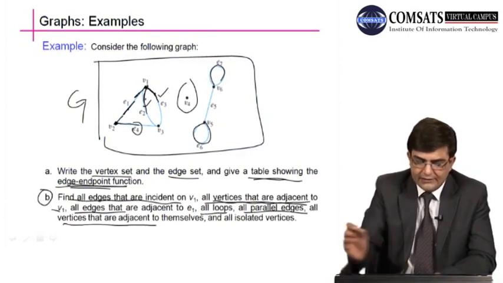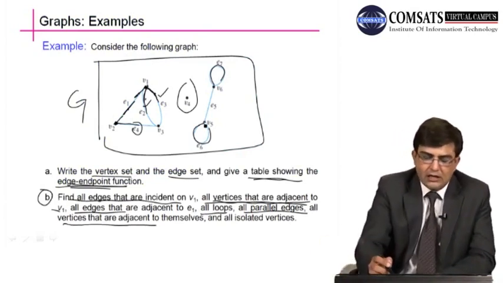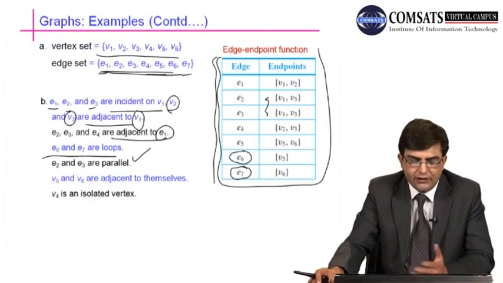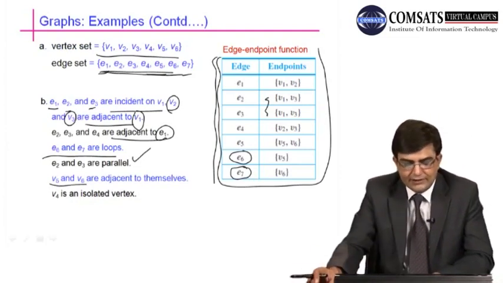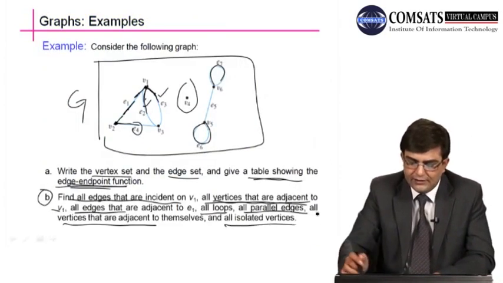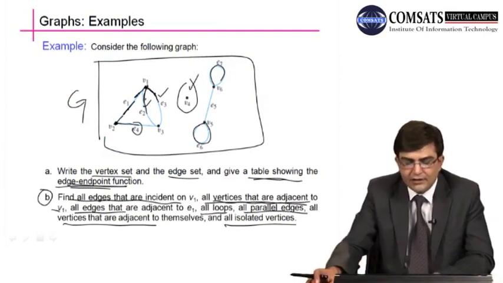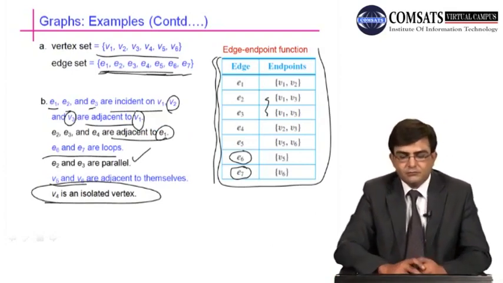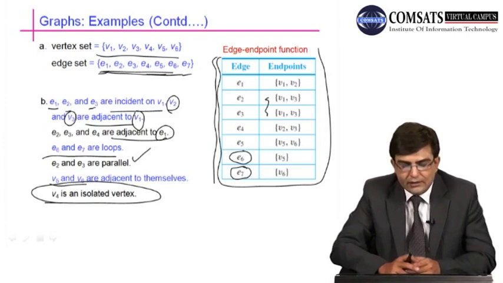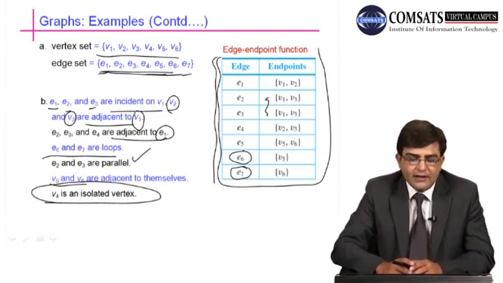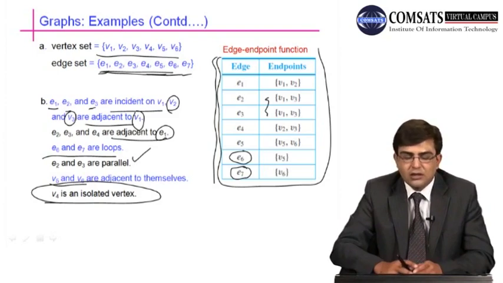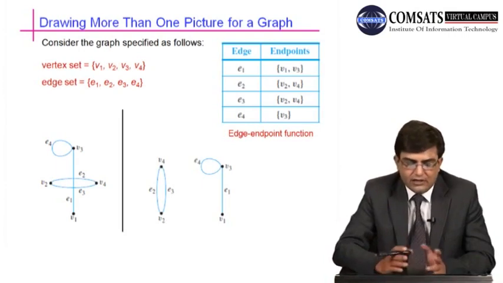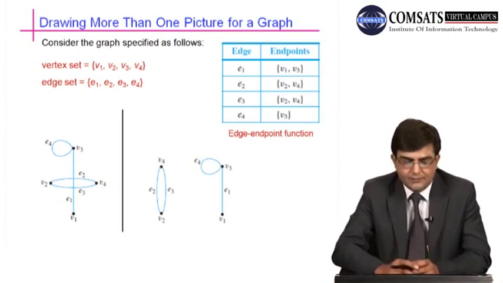All vertices that are adjacent to themselves. So adjacent to themselves are V5 and V6. By the definition, as we have discussed, V5 and V6 are adjacent to themselves. All isolated vertices. Only V4 is isolated here. So V4 is an isolated vertex in this given graph. So this is how we can collect information from a graph, and using this information we can plot a graph also. Now drawing more than one picture for a graph, one figure, one graph for a given information.